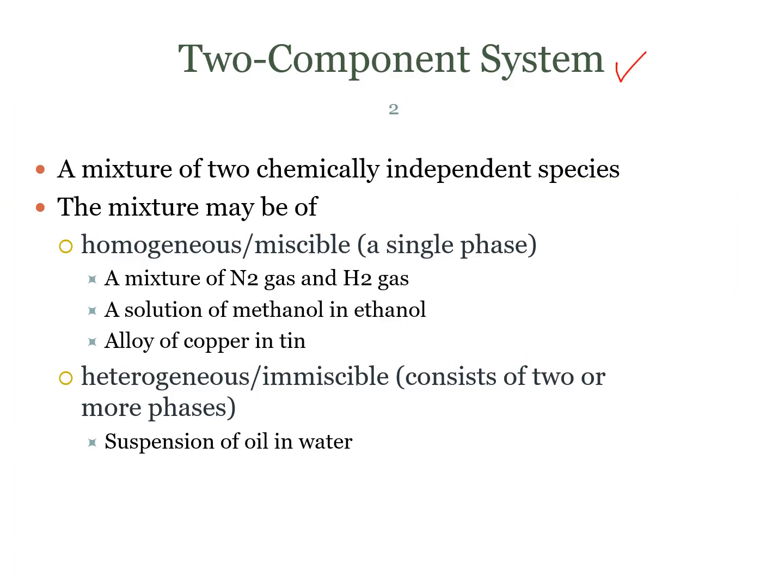Two component system is made up of a mixture of two chemically independent species. The mixture may be of homogeneous or miscible liquid, then we form a single phase. For example, a mixture of nitrogen gas and hydrogen gas, a solution of methanol in ethanol, and alloy of copper in tin. Second one is heterogeneous or immiscible liquid. There we form two separate liquid phases. Example, suspension of oil in water.